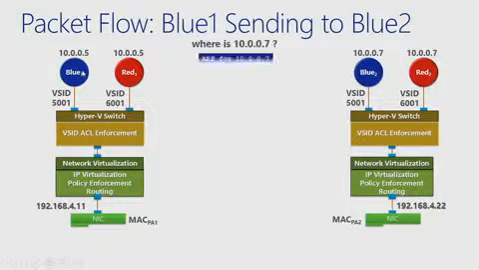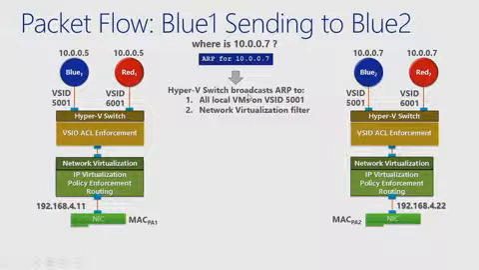So here we've got blue on the left, wanting to send a packet to blue on the right. And bear in mind that these physical hosts are on the same subnet, but they're on completely different hosts in this case. So firstly, blue is going to say, where is 10.0.0.7? It's going to send out a normal ARP request for that. And that Hyper-V switch broadcasts the ARP to all the VMs on that particular virtual subnet ID. So that's something that uniquely identifies Blue's virtual subnet. And it also broadcasts it to the network virtualization filter. It does not broadcast that ARP request beyond that host.